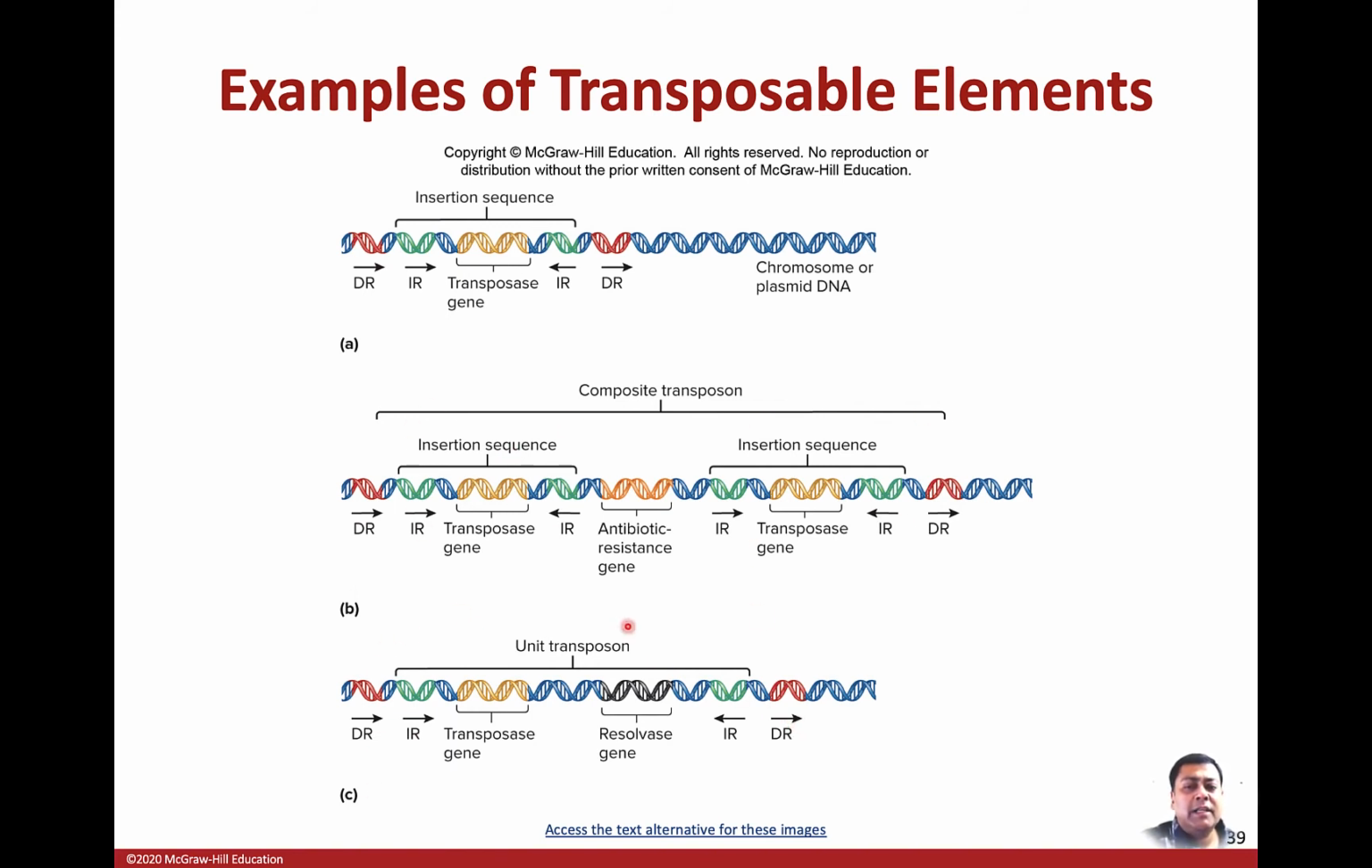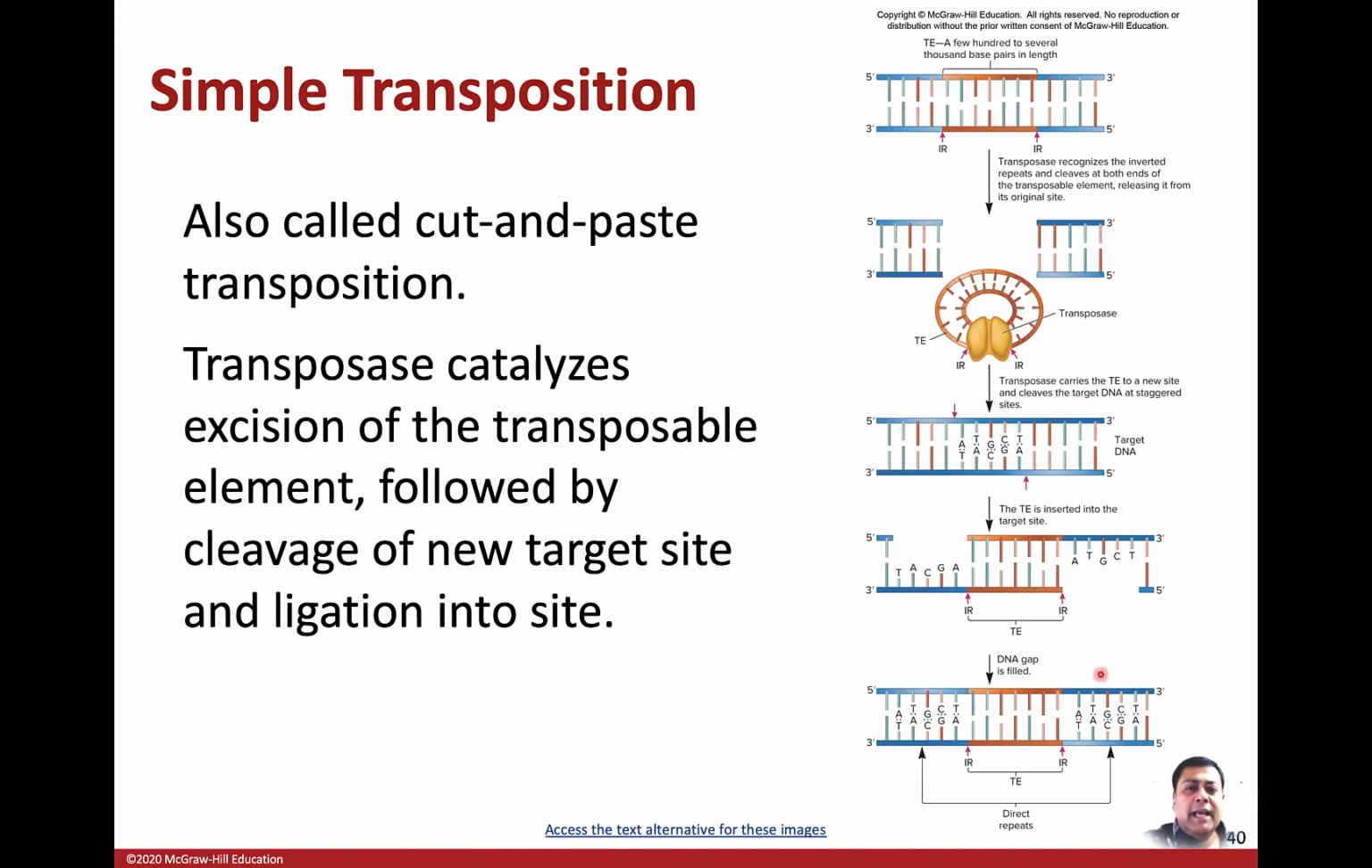On the other hand, there is the unit transposon, where you have a resolvase gene. This is your transposable gene, and you have a transposase gene only on one side, not on the other side like the composite transposon, and you have the flanking inverted repeats and direct repeats. So this is the one that can go from one area to another. These are the different types of transposable elements that are present.